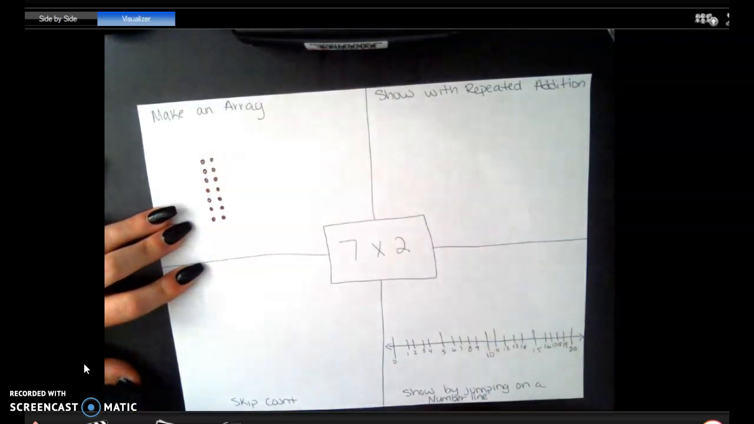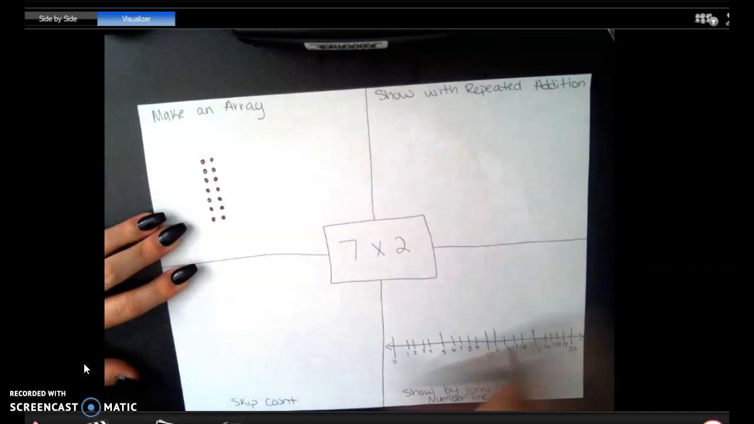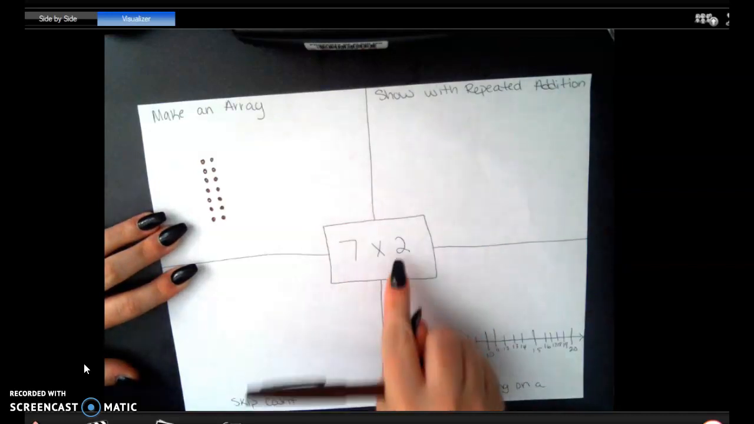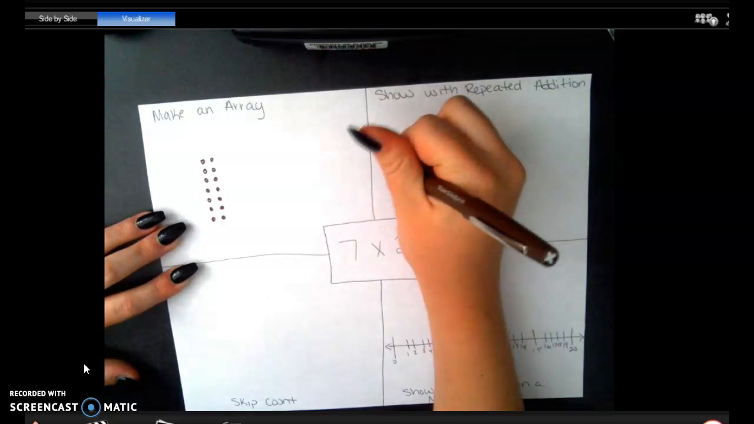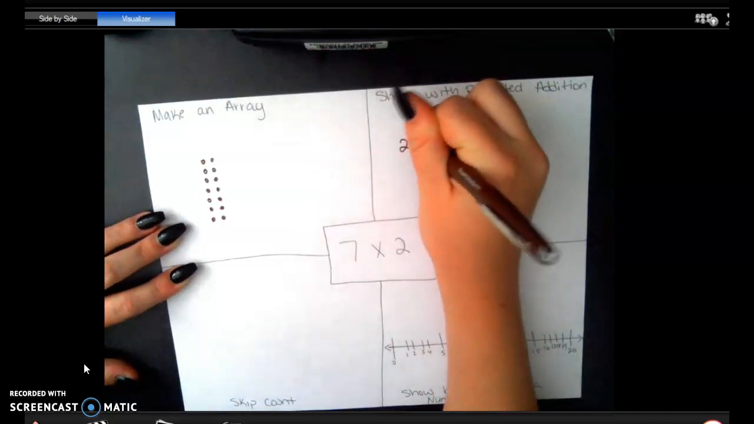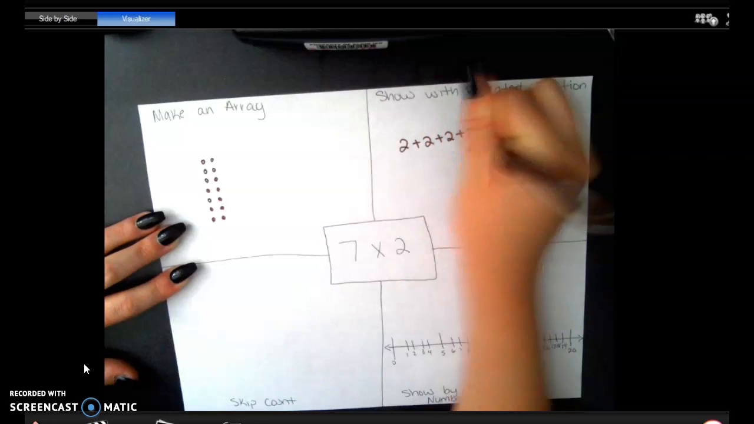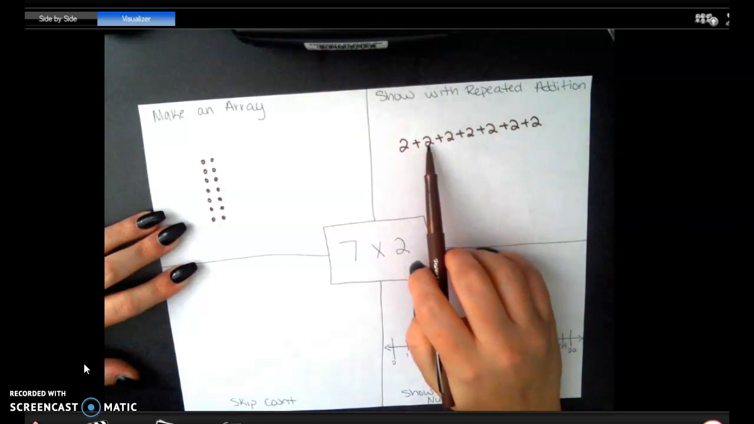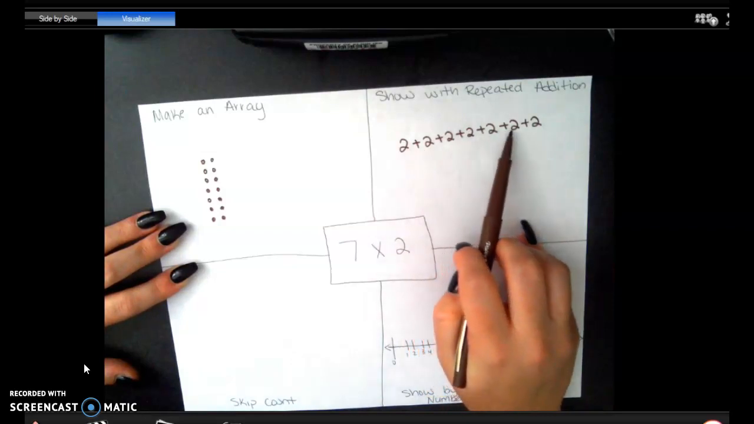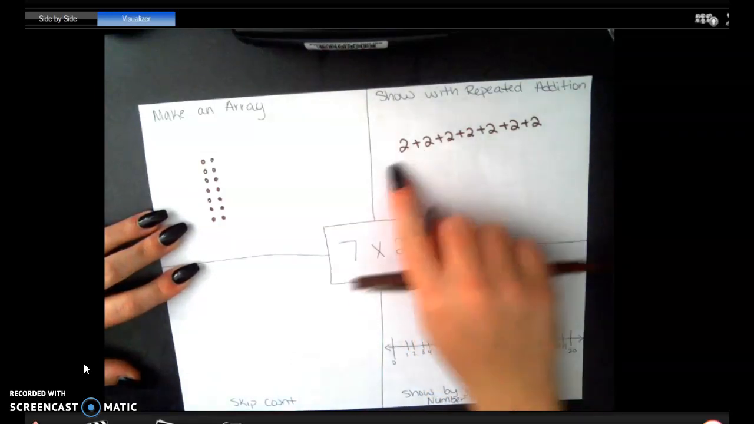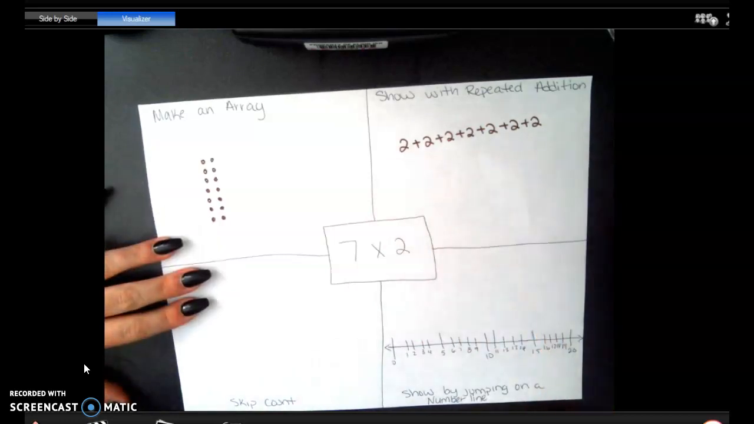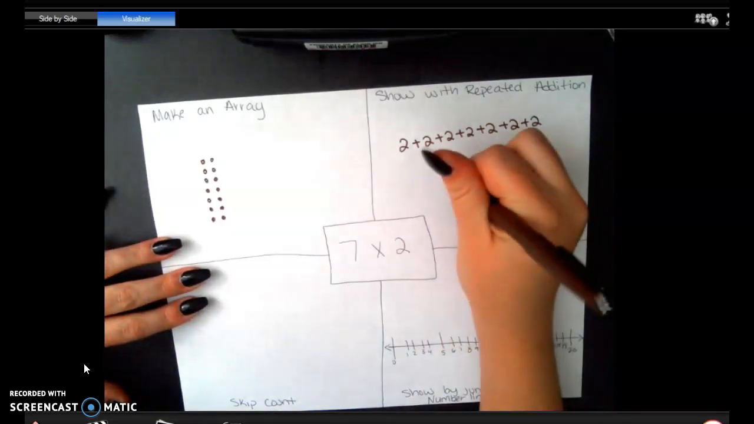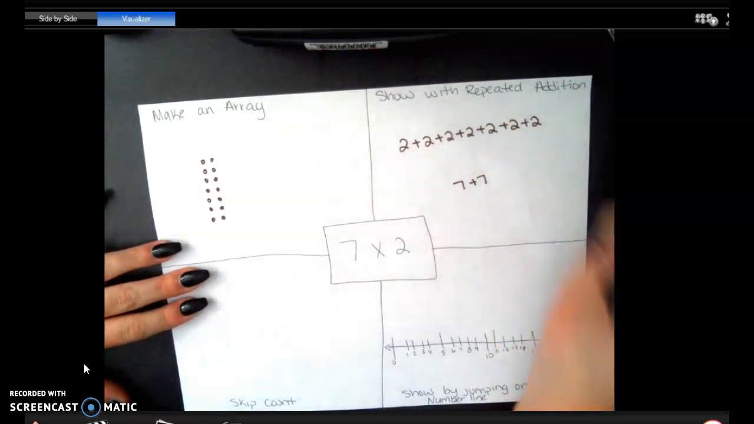Now I'm going to show you what 7 times 2 looks like using repeated addition. This means it wants you to add 7 2's together. This would look like this. 2 plus 2... 1, 2, 3, 4, 5, 6, 7. 7 2's added together.